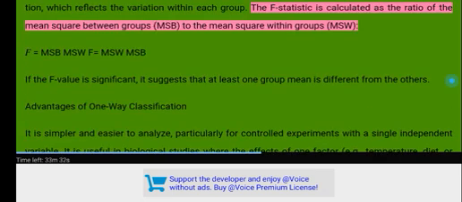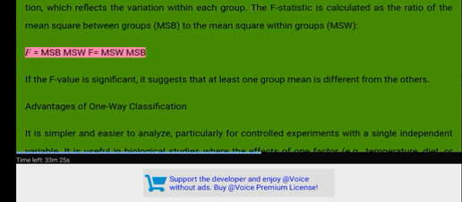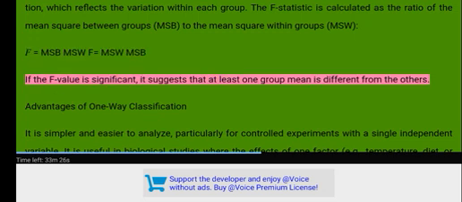The F statistic is calculated as the ratio of the mean square between groups, MSB, to the mean square within groups, MSW. F equals MSB over MSW. If the F value is significant, it suggests that at least one group mean is different from the others.